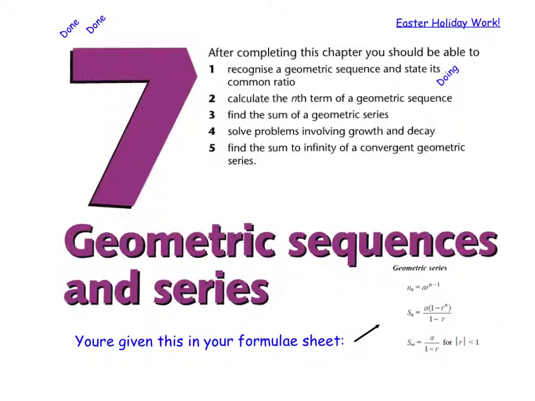So you don't need to learn these rules, but it's very important we learn how to use them. So we'll learn what A stands for, what R stands for, and N stands for. Also at the same time what UN and SN stand for. So in the first part we're going to be looking at recognising a geometric sequence and stating its common ratio.